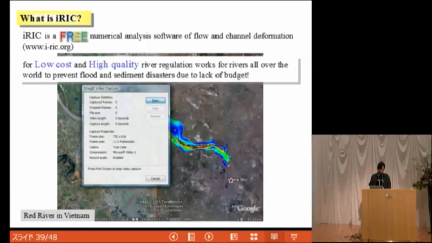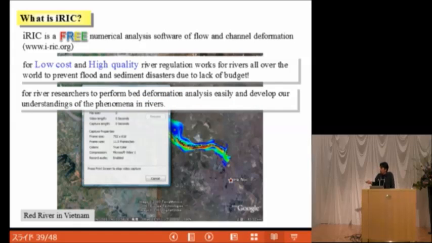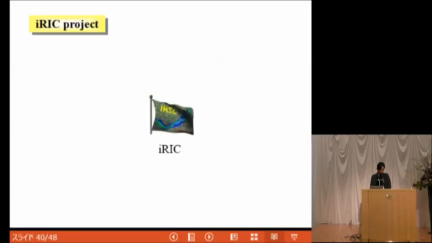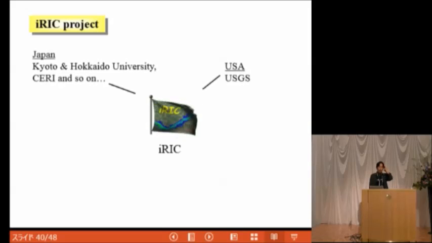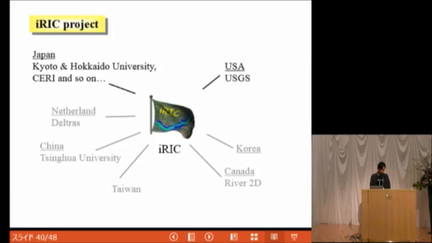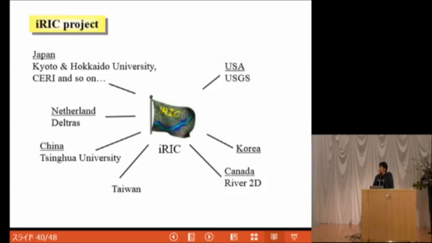So this is a free software, and it allows river researchers to perform bed deformation analysis easily and develop our understanding of the phenomena in rivers. iRIC was initiated by researchers of USGS and many Japanese researchers, but now many researchers are working on this project, including Deltares, Tsinghua University, and River2D. River2D is also installed in iRIC, so you can use River2D through iRIC now.